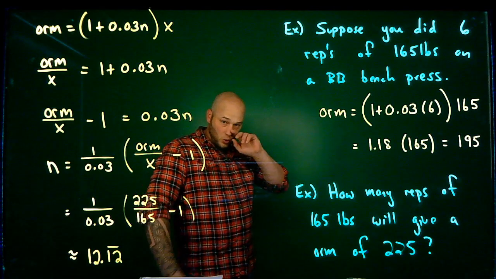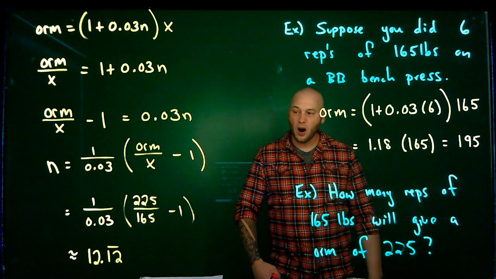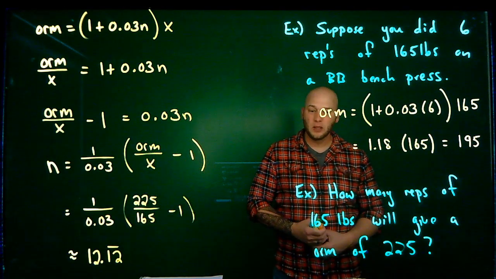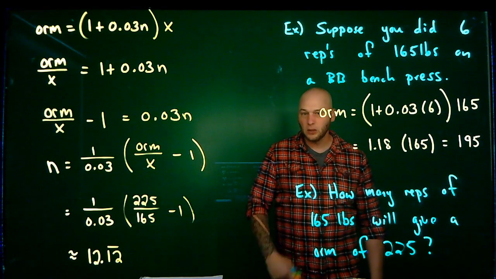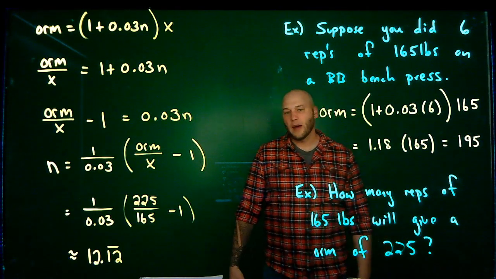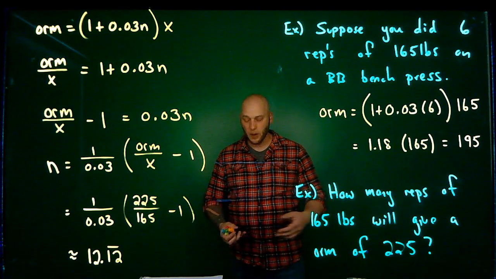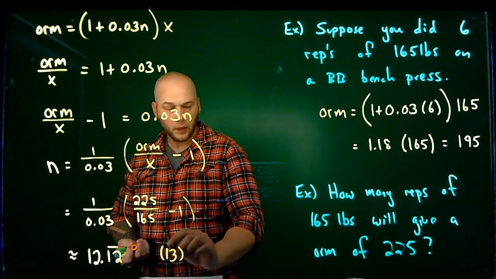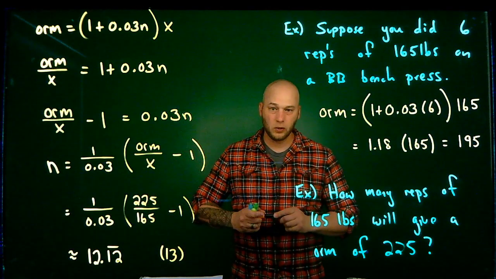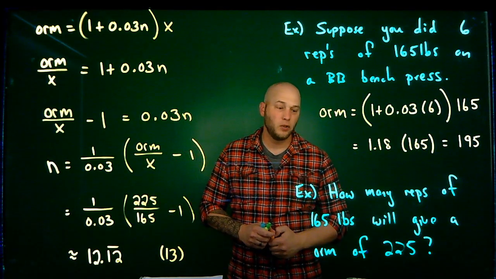Now, if I hit 12 reps, chances are, for practical purposes, it'd end up being a little bit less than 225. So what I would have to do in this case is round up, and I would say as long as you hit 13 reps of 165 pounds, you should have a 1 rep maximum of 225. Okay.